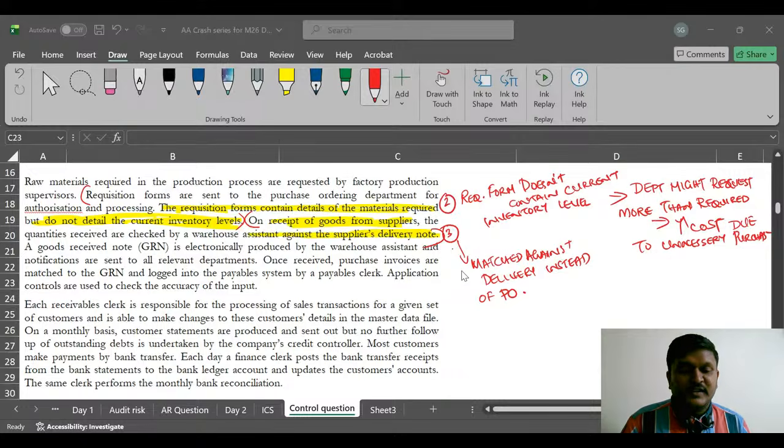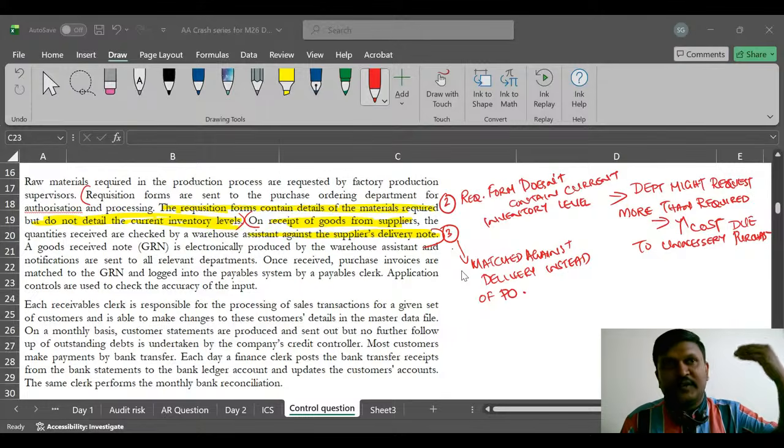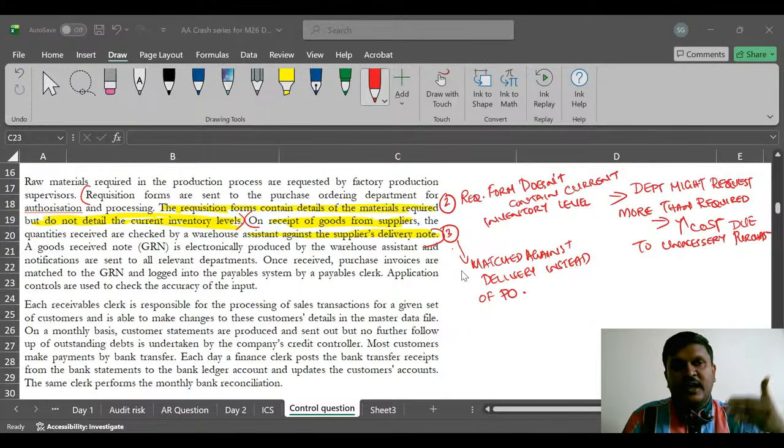So the recommendation is whatever goods are being received from the suppliers, the warehouse assistant should check them again for quantity and quality as per the purchase order you have placed. You have to compare that against that particular purchase order. That is what we are looking into. As per the purchase order that you place with the supplier, are we receiving the same goods? Are we receiving the same quality? So that is the matching. That is the control we will be putting in over there.